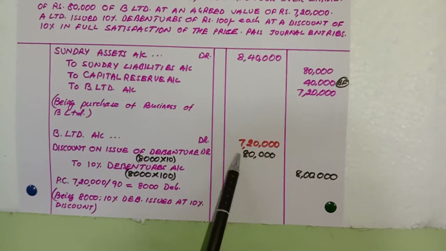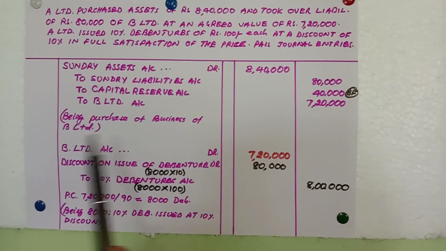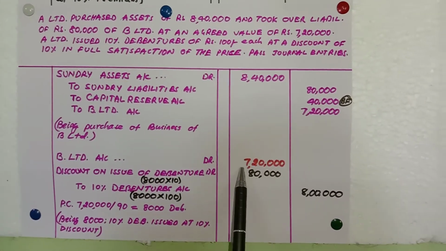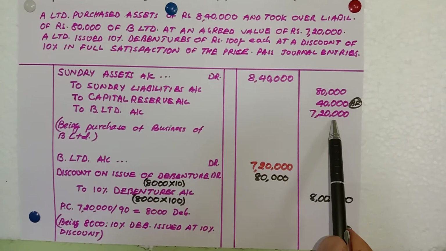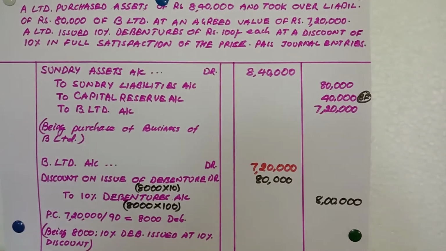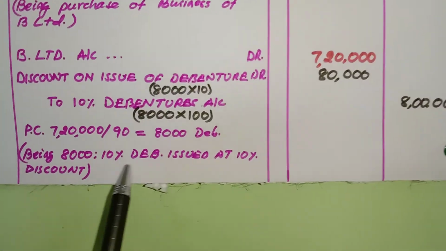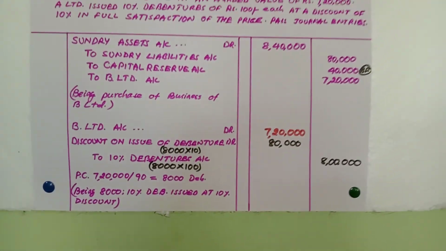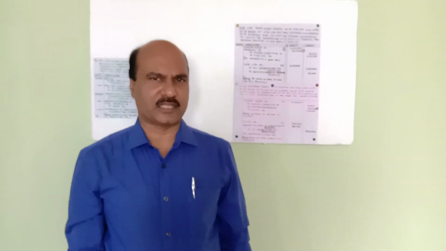When you subtract this, you get a balancing figure in B Limited or in discount on issue anyway. So one of them will be the balancing figure. So 7,20,000. So we can cross check. B Limited was 7,20,000 purchase consideration. Now the second entry is also 7,20,000 as purchase consideration. And you can write a narration: being 8,000 10% debentures issued at a discount of 10%. This is the debentures issue for consideration other than cash.